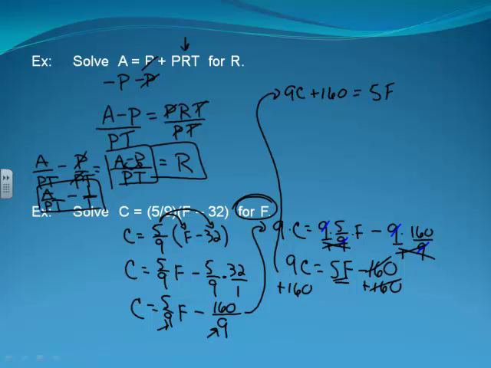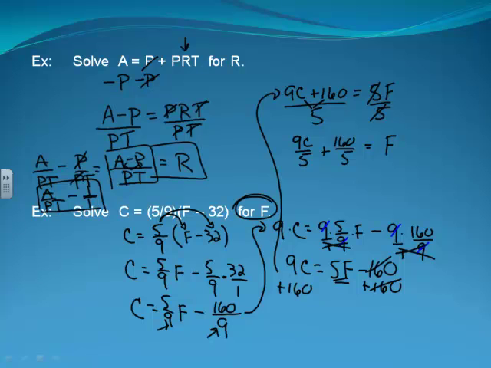All right, trying to solve for F, so we're going to divide both sides by 5. And remember, we said you can divide that entire left-hand side by 5 if you want, or you can split that out into 2 separate fractions. That would be 9C divided by 5 plus 160 divided by 5 equals F, if you choose to split it out.